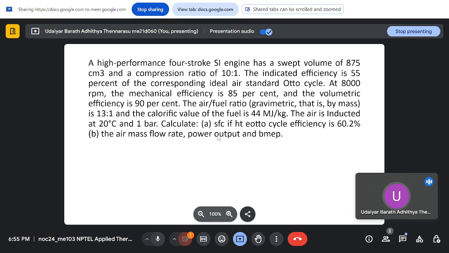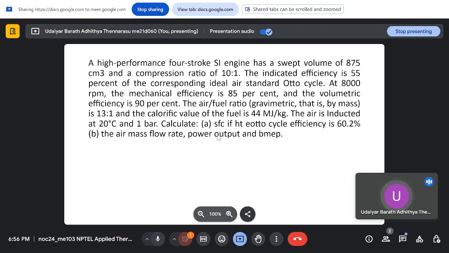We'll see how to solve this. So what all is given is you have a 4-stroke spark ignition engine which has a swept volume of 875 centimeter cube. So your displacement volume or swept volume is given as 875 centimeter cube. Then a compression ratio is given, which is 10:1, and also indicated efficiency is given, so 55%. So indicated efficiency is nothing but indicated power divided by the heat which you are providing. And then your speed is given as 8000 rpm. Also mechanical efficiency is given, so mechanical efficiency is again brake power divided by indicated power, and volumetric efficiency is also given, which is 90%.